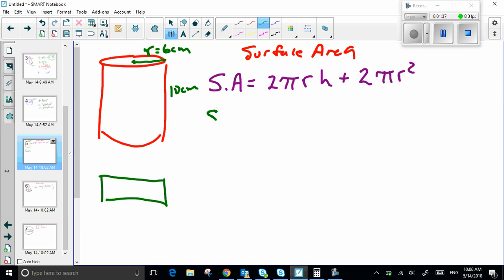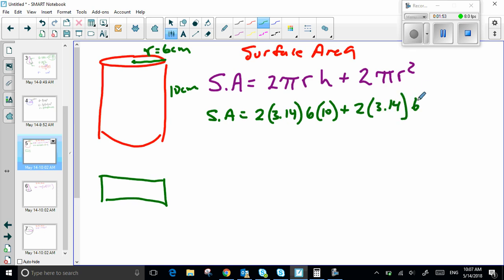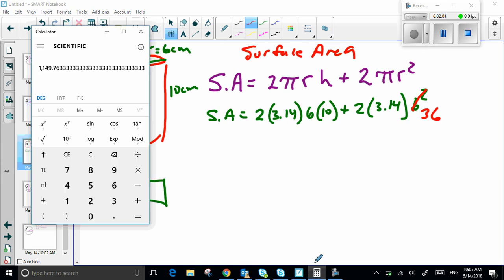So let's plug in our numbers. The surface area is equal to 2 times 3.14 times 6 times 10 plus 2 times 3.14 times 6 squared. Now, before I pull up my calculator, I'm going to change this to 36. And then I'm going to get my calculator out. I'm going to clear all this out, and I'm just going to get to work, okay?